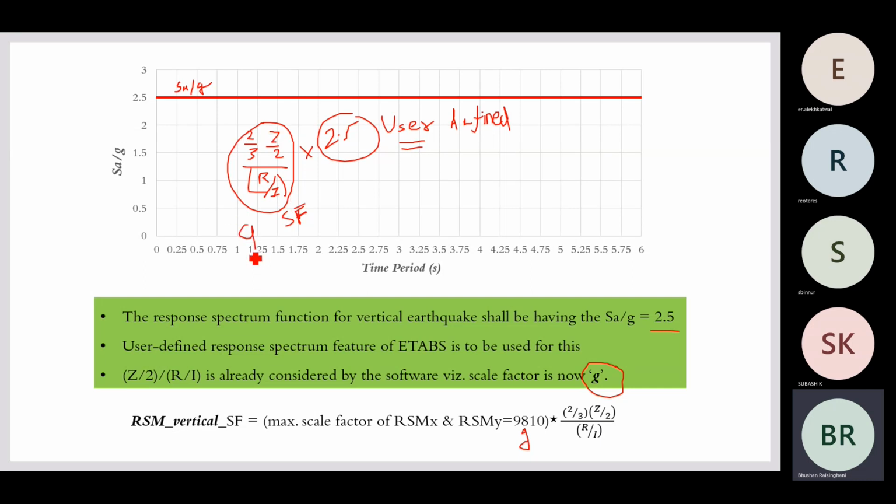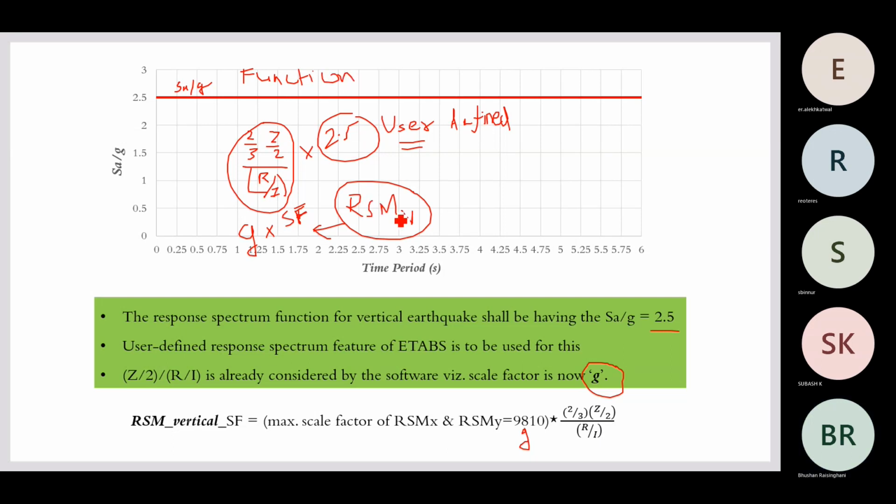So G is already there in ETABS, G multiplied by scale factor. This will be my scale factor that has to be entered in your response spectrum vertical load case. So whenever you are doing a response spectrum on a vertical load case, this scale factor you have to enter, and this is the function that you have to define. This is the function to be defined, and this is the scale factor to be given for the particular load case. Is it clear? If it is clear, then we can move forward.